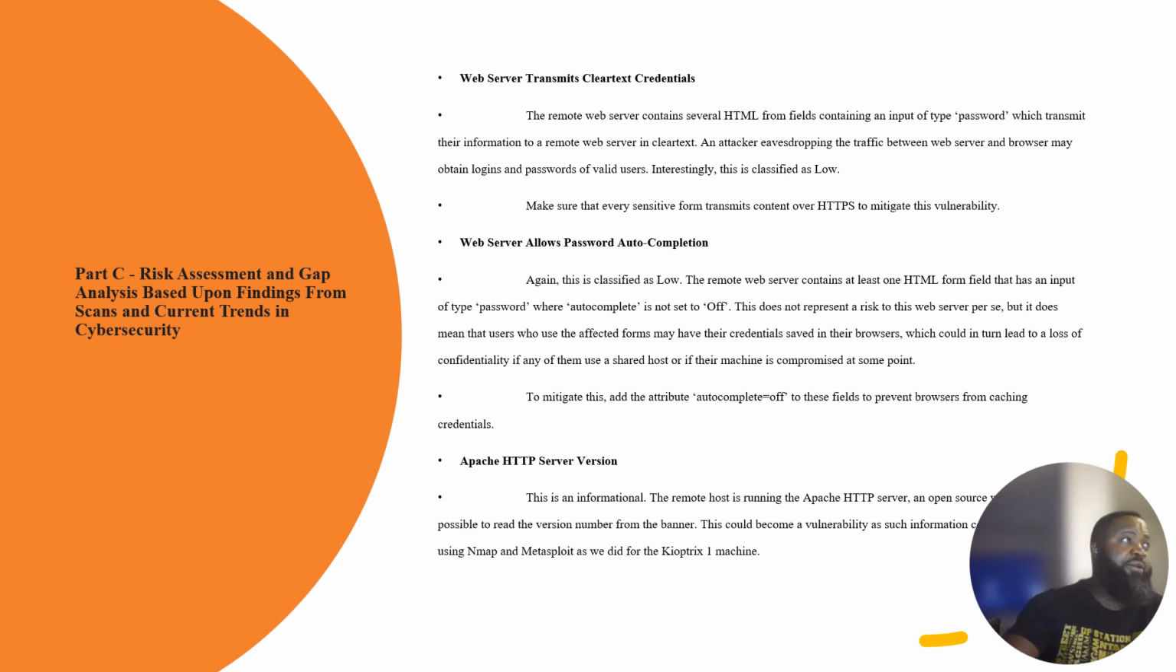The remote web server contains several HTML form fields containing an input of type password, which transmit their information to a remote web server in clear text. That is dangerous. An attacker eavesdropping on the traffic between the web server and browser may obtain logins and passwords of valid users. Interestingly, this is classified as low. Make sure that every sensitive form transmits content over HTTPS, a secure version of HTTP, to mitigate this vulnerability.